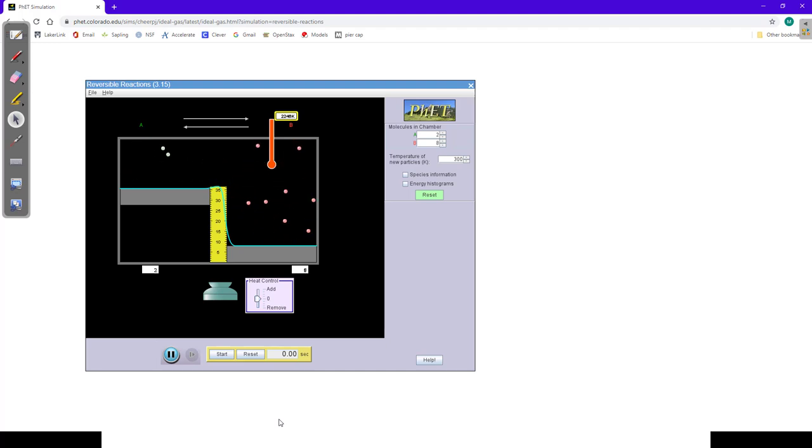So here's a good example of equilibrium. You can see that now most of the particles have moved over to the product side. Now on average, sure, some of them go back to the reactant side every so often. But now, because this is such a deeper well and the energy down here is lower, we would say this product is more stable.